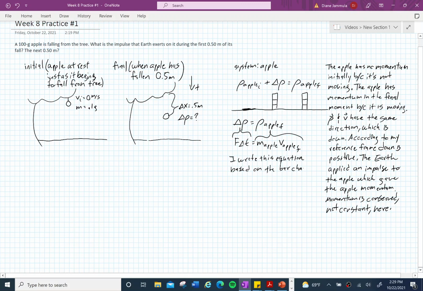Or bar chart. All right, next, what are we solving for? We wanted to solve for the change in momentum. So let's see how we want to do this.